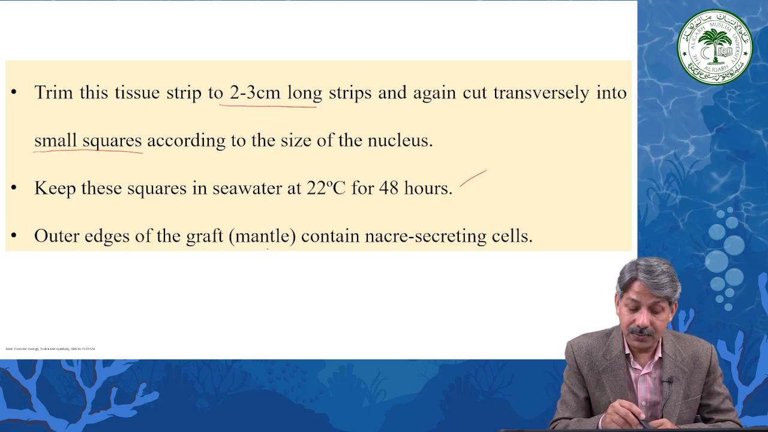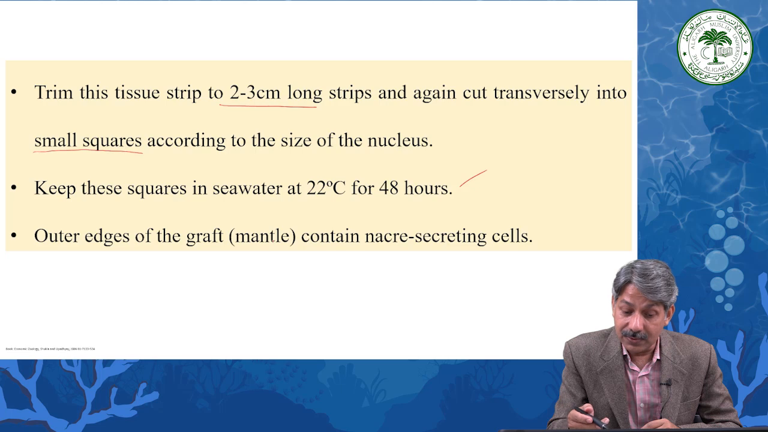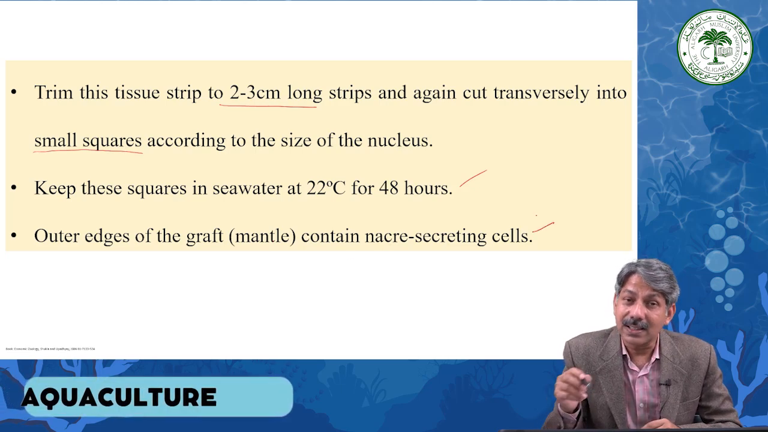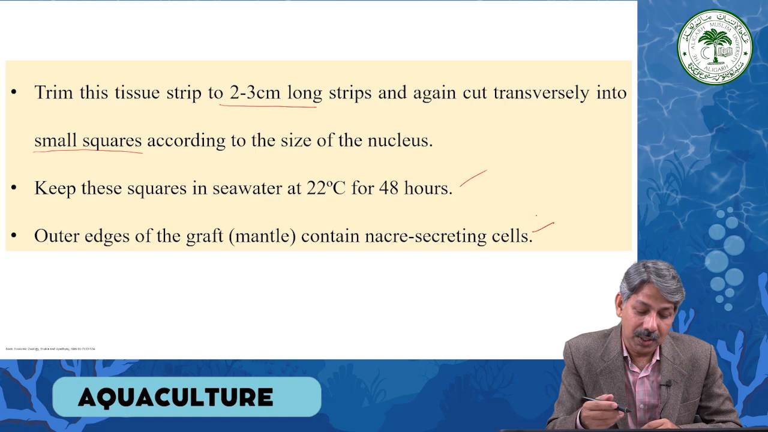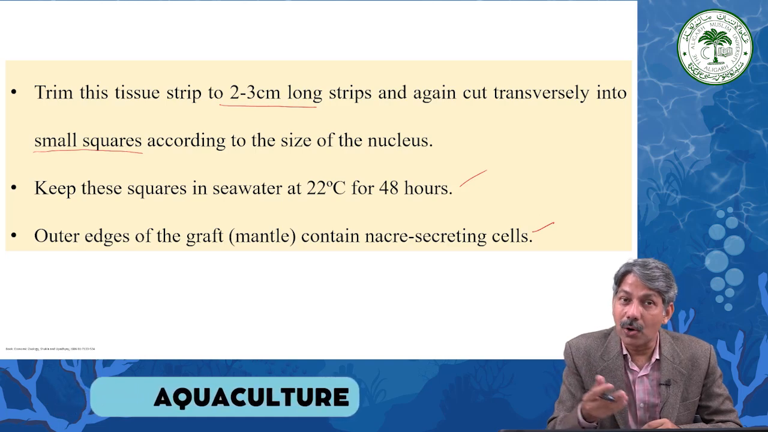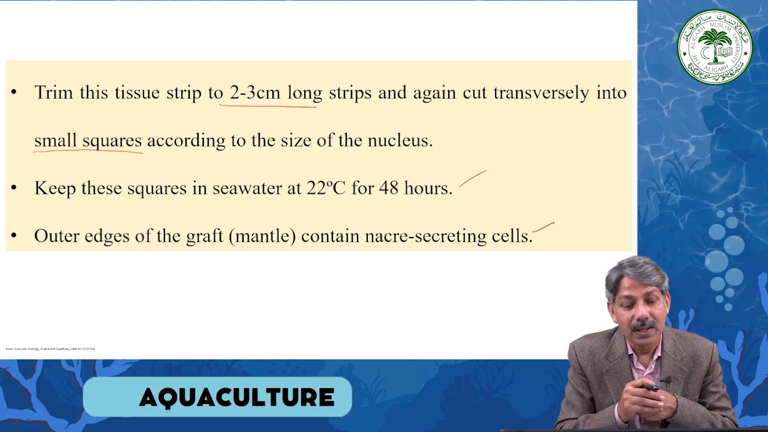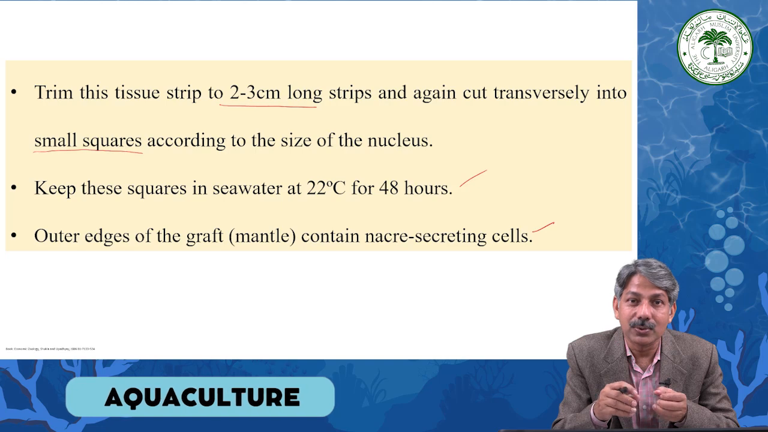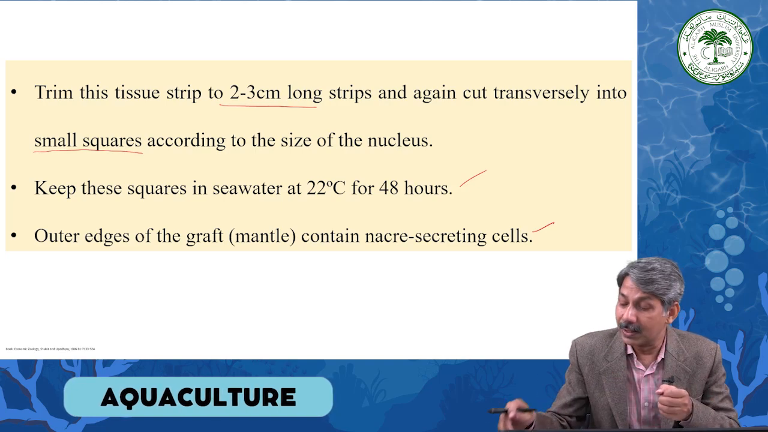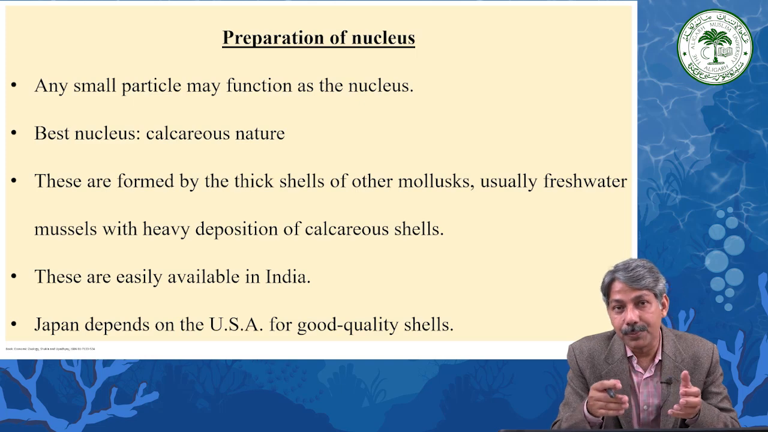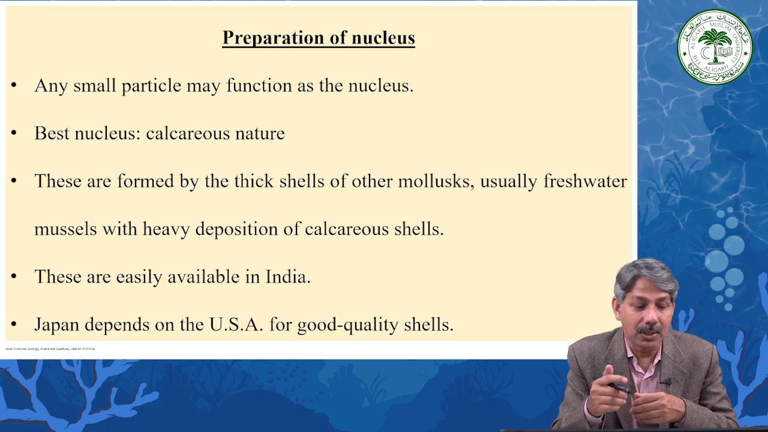The outer edges of the graft mantle that we have just cut in the form of a strip contain nacre secreting cells. That is the graft of the mantle that we are putting along with the nucleus into the body of the pearl oyster, basically to induce nacre formation. It will induce the nacre formation from the recipient pearl oyster. So that helps to expedite the process.